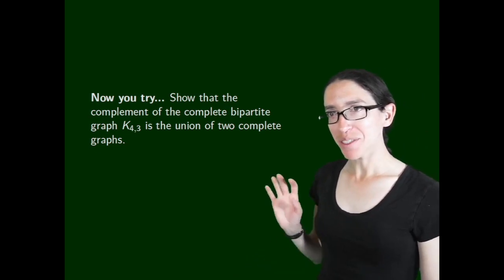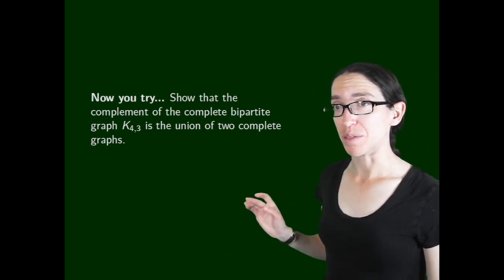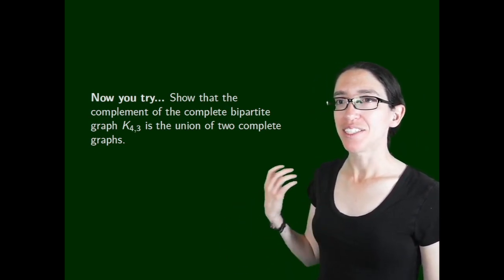So now you try, put some of these concepts together by showing that the complement of the complete bipartite graph K4,3 is the union of 2 complete graphs.